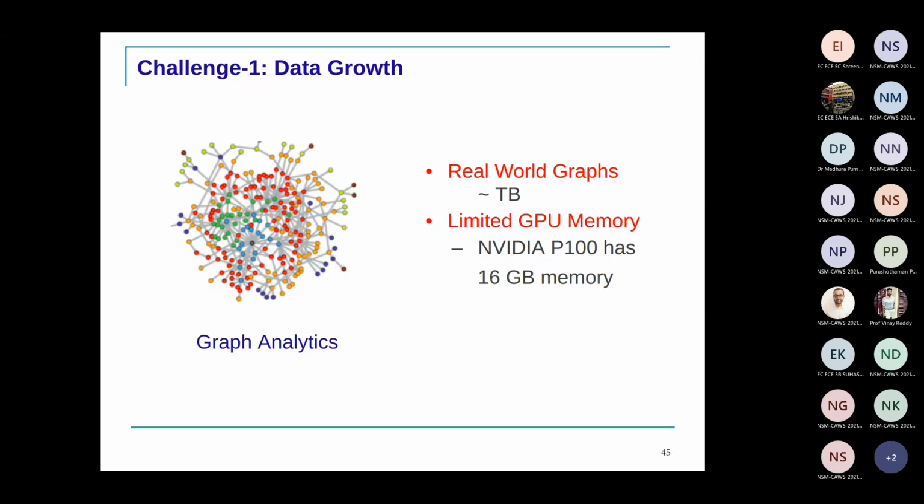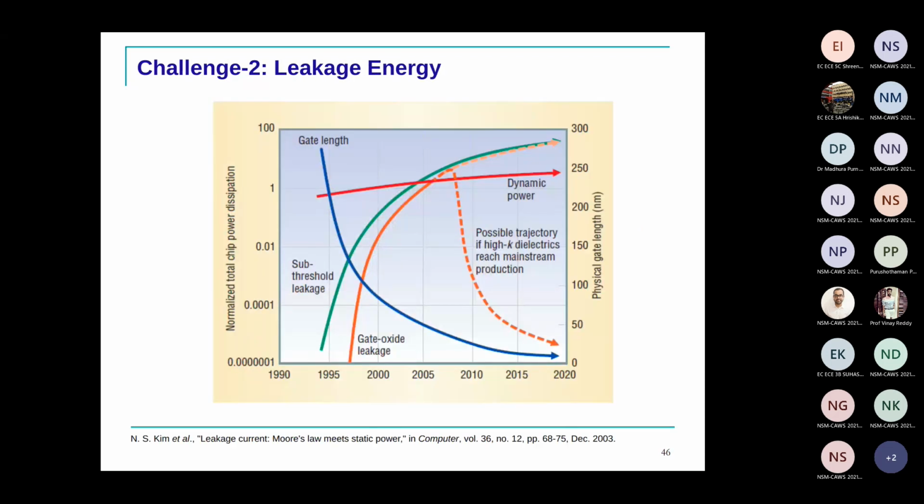Data size is one concern, and the other concern is energy efficiency. GPUs nowadays have thousands of processing cores, and the leakage energy is increasing exponentially. If you see this graph, it shows multiple things. The blue line shows the gate length of a transistor. It shows that it has been decreasing.